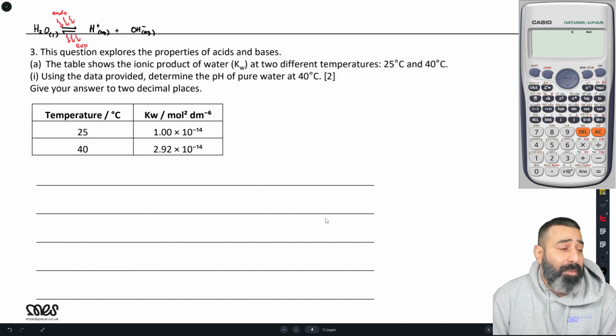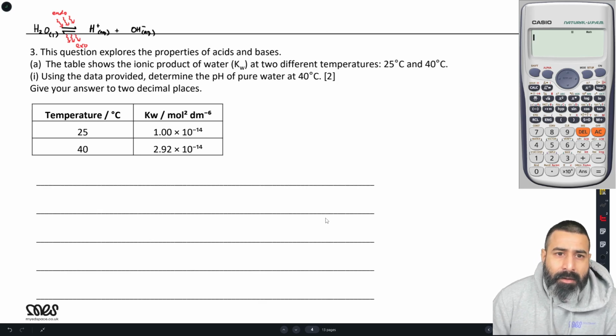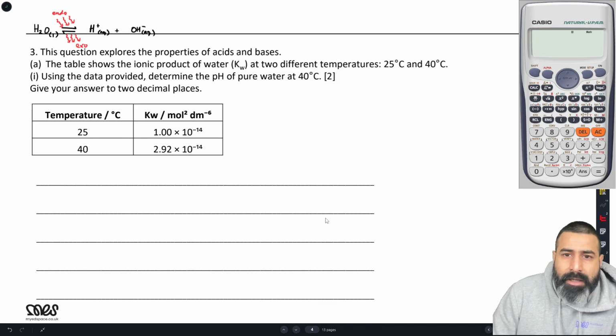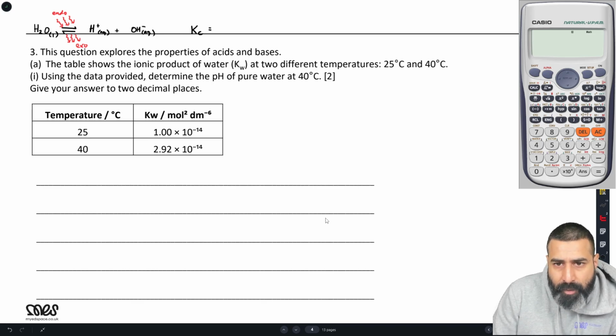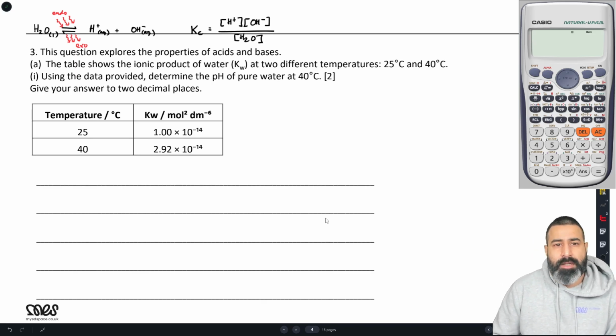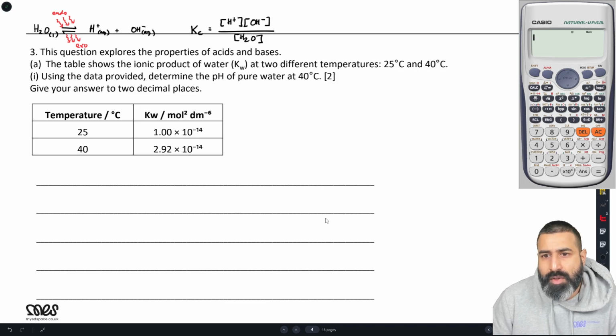So we can apply Le Chatelier's principle here to these questions. And don't forget to apply that if the question asks for it, okay? All that GCSE knowledge is good knowledge. So where do we go next? Well, let's write the equilibrium constant for concentration for this process. So Kc for this would be equal to the concentration of the hydrogen ions multiplied by the concentration of the hydroxide ions, all over the concentration of water.